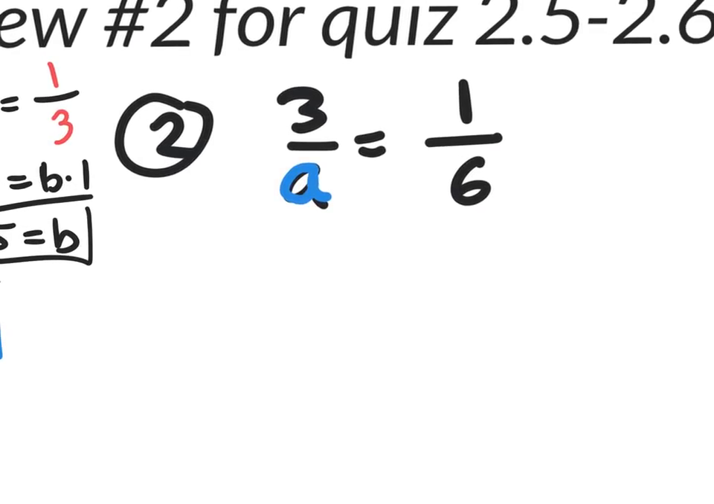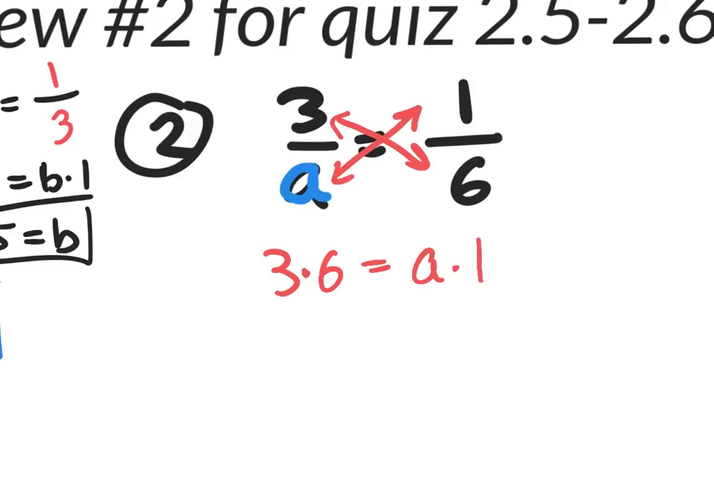So number 2, we can't reduce anything, it's already reduced. But that's a great point. If you could reduce a fraction, you might as well reduce it. It'll make it a little easier for you. So right here, we cannot reduce 1 over 6. It's already as reduced as a fraction could get. So let's cross multiply. 3 times 6 equals a times 1. So 3 times 6 is 18. A times 1 is a. A equals 18 is your final answer.